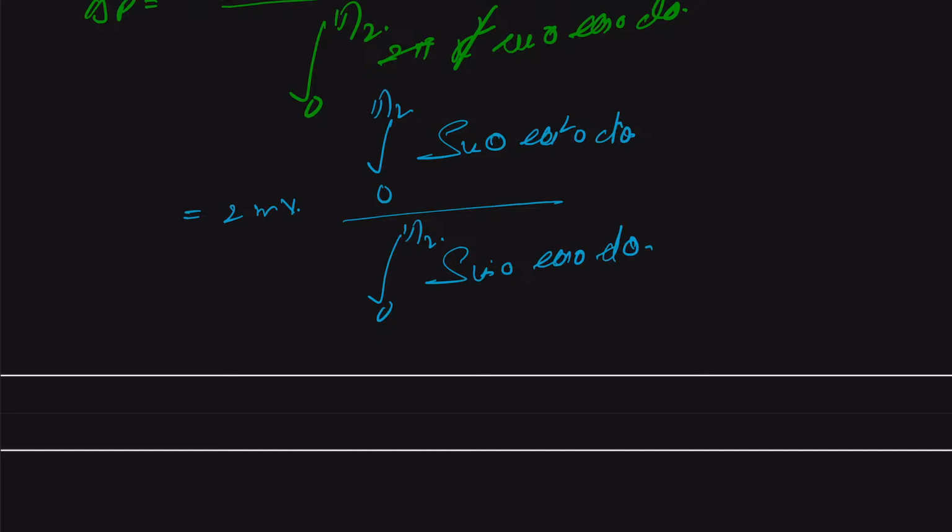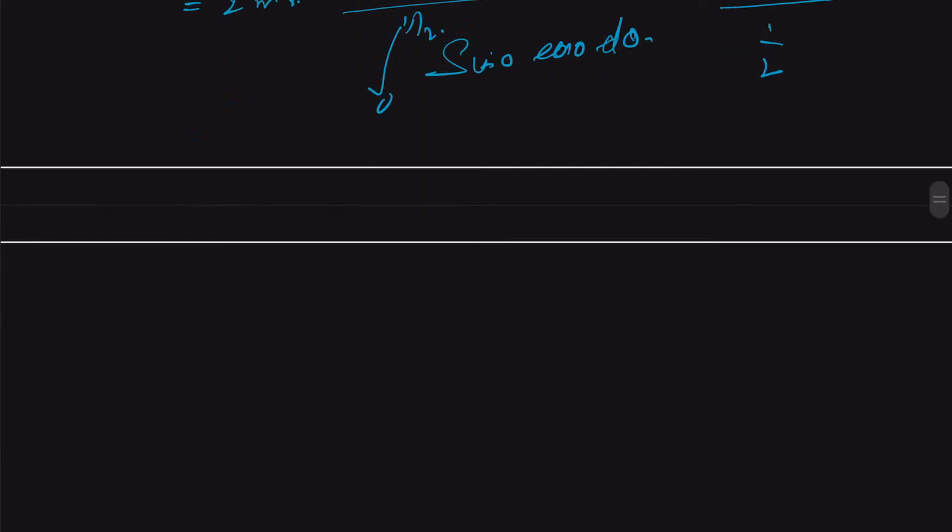Now it is quite easy, it is a simple integration. Our denominator will be giving us 1 by 2, and the numerator will be giving us 1 by 3, and multiply by 2mv. Therefore we get that the change in momentum will be equal to 4 by 3 m times v.